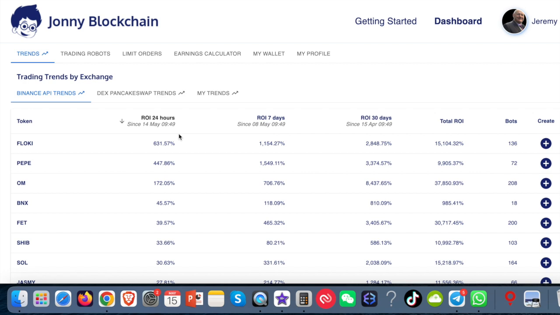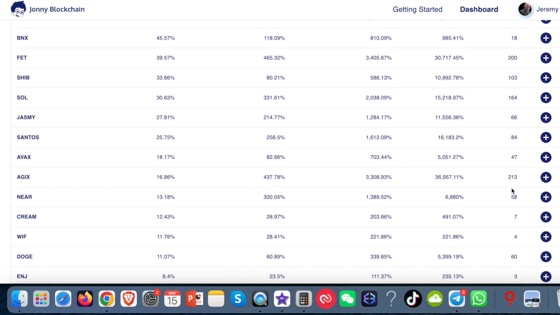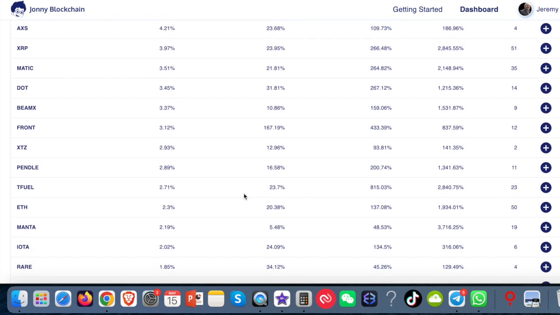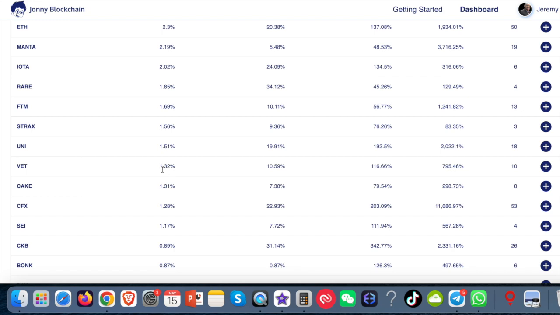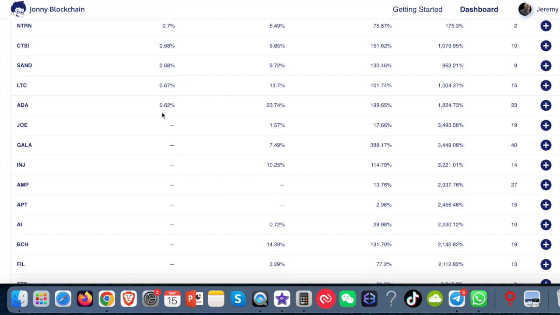It doesn't mean just because a bot made a good ROI in the last 24 hours, it's going to carry on making a good ROI in the next 24 hours. So the trends is a good place to start. It gives you an idea. You can have a look at how many people are trading with the bot. So there's 136 bots. This one's got 72, 208. And then if you come down to the bottom to the lower bots, these lower ROIs, I mean, these still are amazing ROIs, aren't they? You know, 1.32%. But even if you come right down to here, okay, ADA, there's 23 bots that are running that. And that's still giving a great return, isn't it?